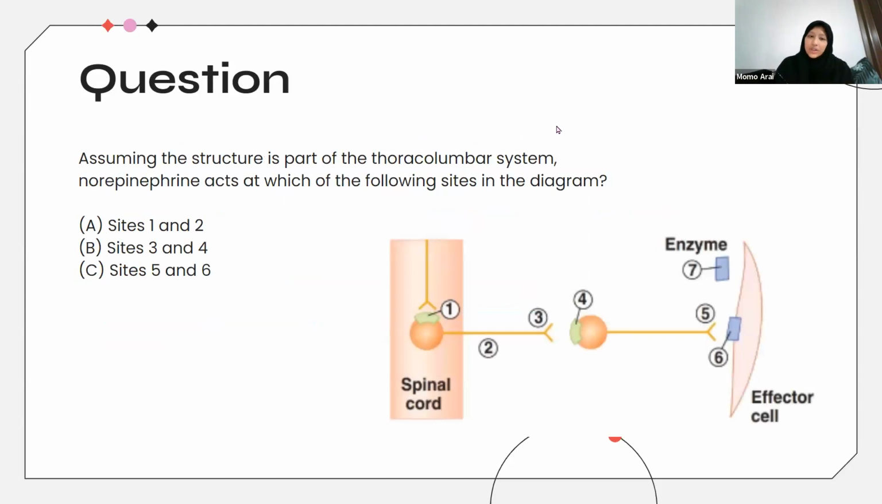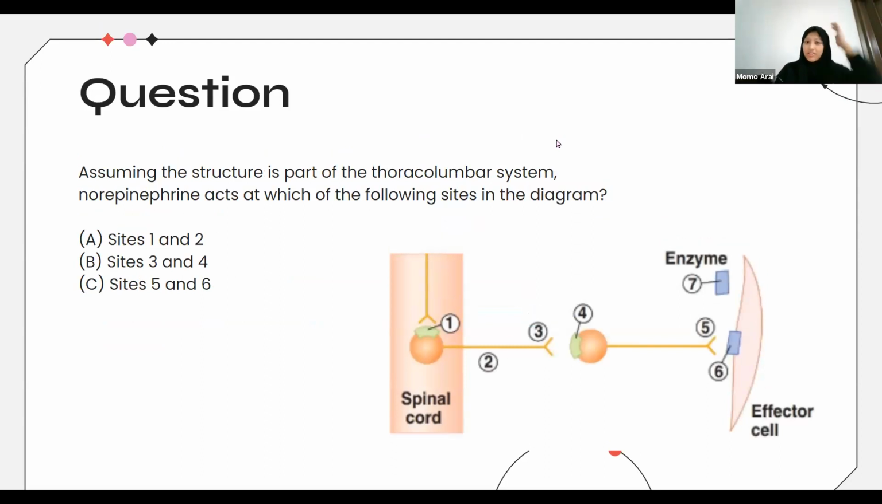Okay, this is another easy question, but just so you know the anatomy, like what I showed you with the picture. So assuming the structure is part of the thoracolumbar system, norepinephrine acts at which one of the following sites in the diagram?